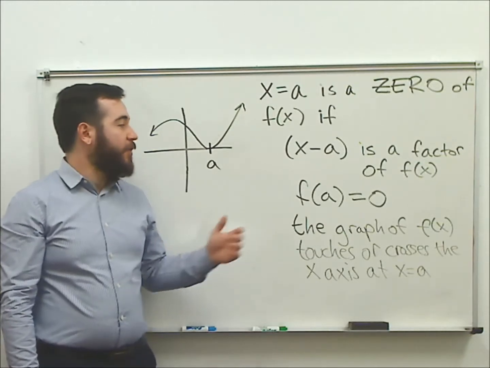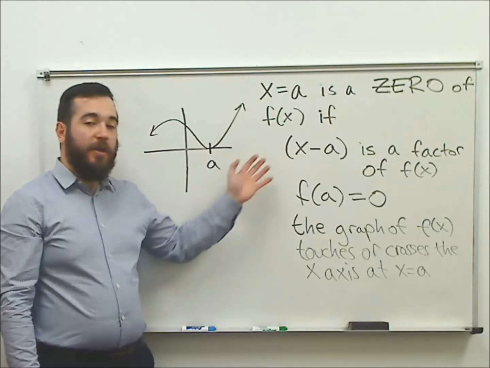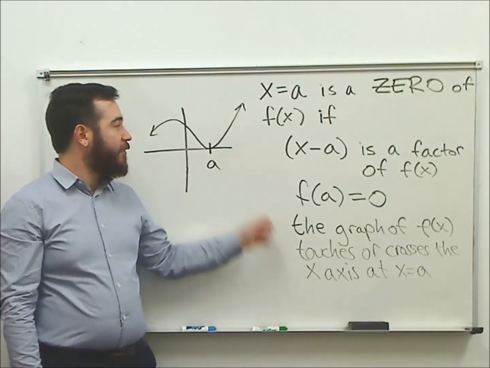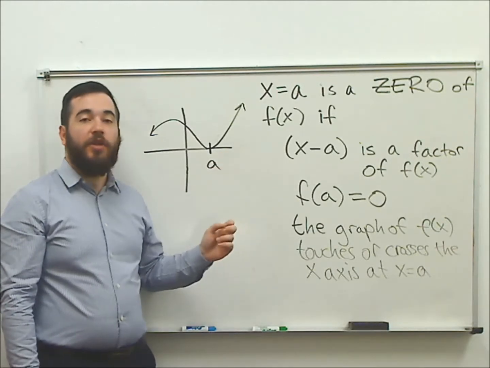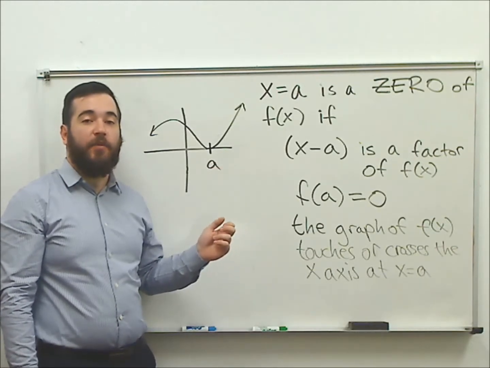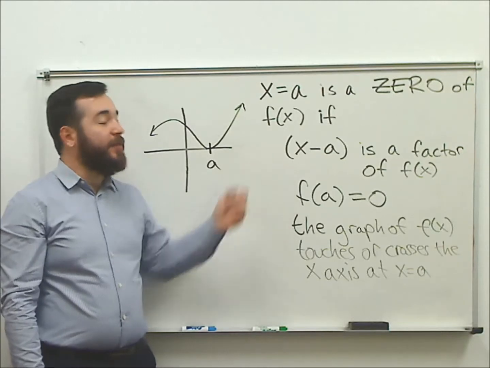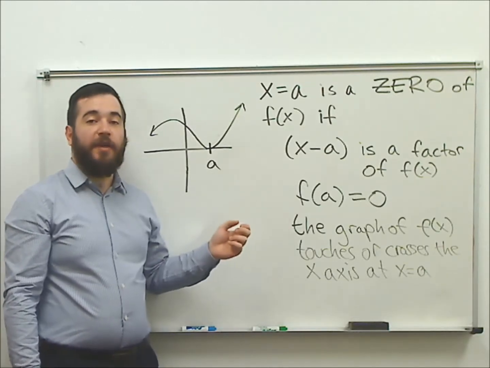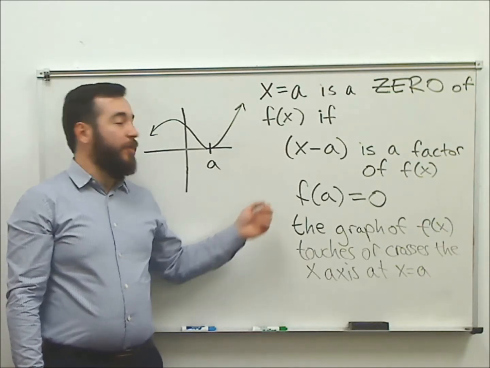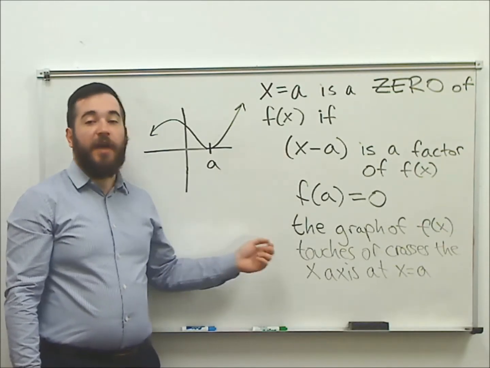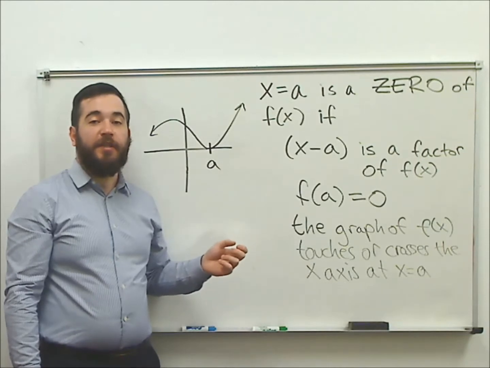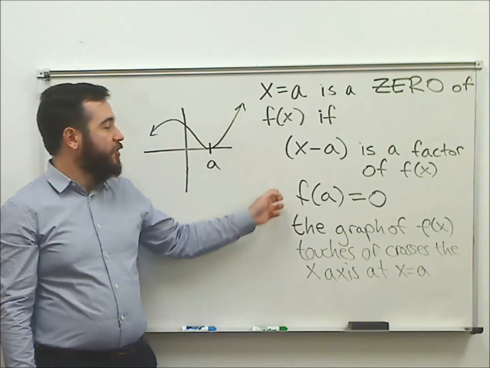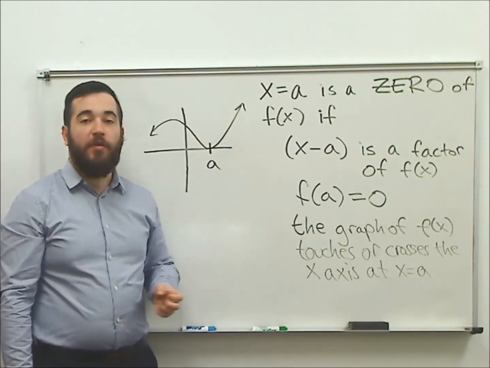All right, so if you have any one of these things, that means that you can use them interchangeably. For example, if you're looking at a graph and you have it touching or crossing the x-axis at a point a, that means that x minus a is a factor of f of x. If you plug a into f of x and you get 0, that means that x minus a is a factor and that your graph crosses at x equals a. So depending on what problem you're asked, each one of these three things can be quite useful.